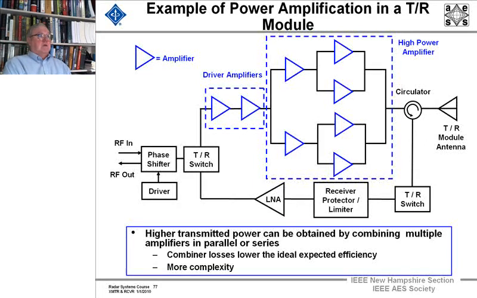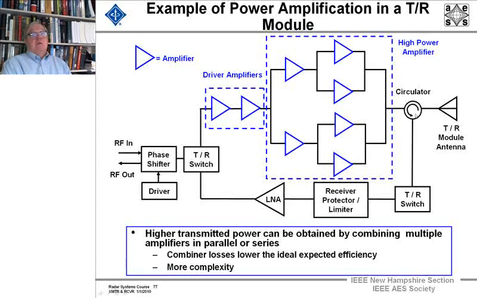And here we have each of these triangles is an amplifier. We have the RF in and the transmit receive switch when we're transmitting. There is a pair of driver amplifiers in series, followed by another driver amplifier in the high power amplifier. And you can see we've got here a series of 4 sets of amplification to generate the total power going out and that we need.